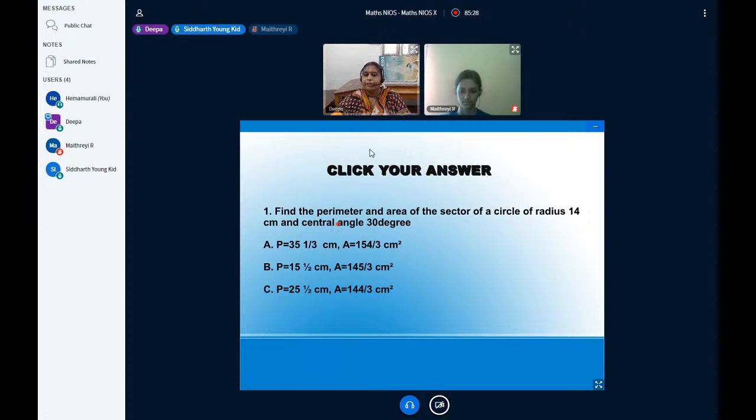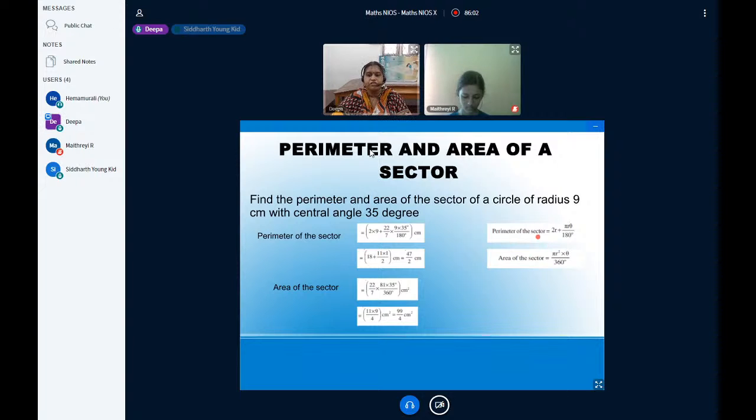Now you do this: perimeter and area of the sector of a circle of radius 14 centimeter and central angle 30 degree. You know the formula, or you want me to show again? You just note down these values. I will show the example sum and you do the sum. Radius is 14 and central angle is 30 degree. So write the formula: perimeter of the sector equal to 2r plus pi r theta by 180 degree. Substitute.